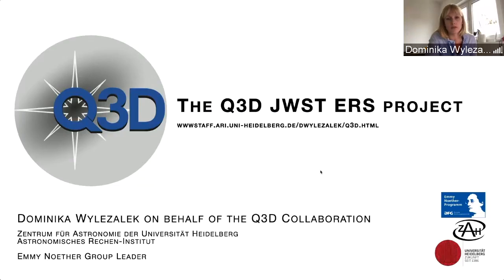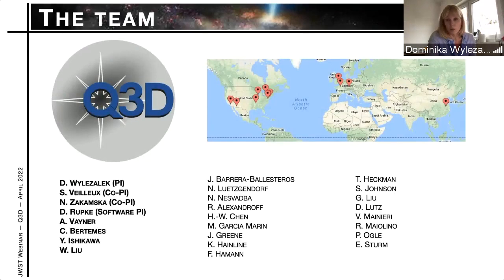I just want to give you a brief overview about what Q3D is all about. So who are we? The Q3D team is a team of about 25 members spread across the US, Europe, and East Asia. The list of team members is written on the slide, but I want to especially highlight the people shown in bold here, which are the team members who are right now actively involved in the software development. Some of whom will also walk you through the notebooks today.